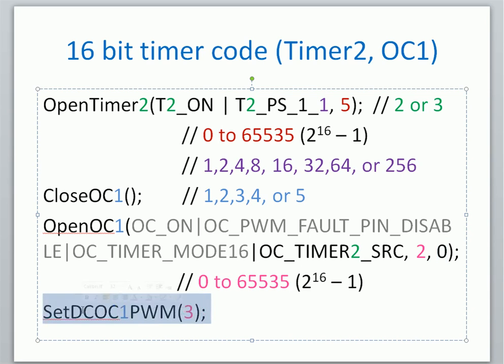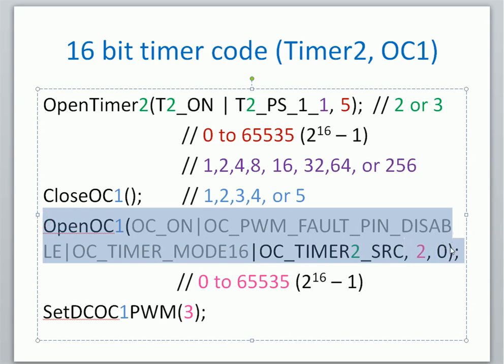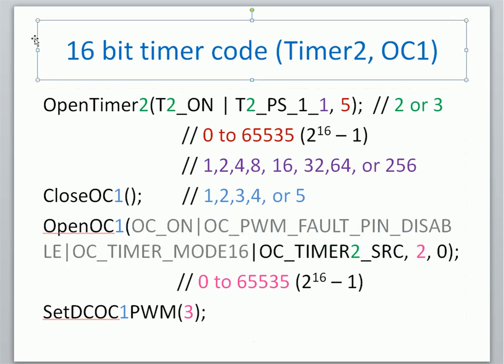This last line sets the DC, or the duty cycle, for the output compare 1 PWM. This is a fairly long line of code. This is just a shortcut. If later in your program you want to change the duty cycle, you just use this. You could use the other again, but this is a little shorter to use. Okay, so that's the 16-bit code.